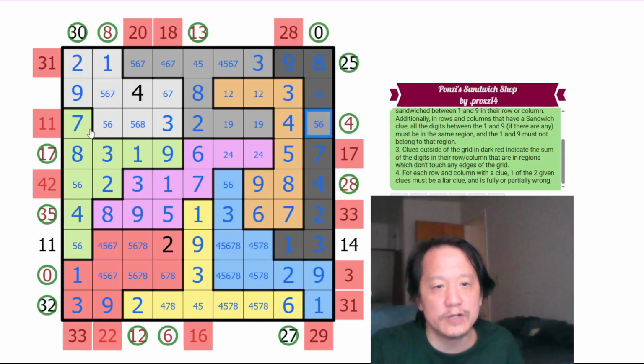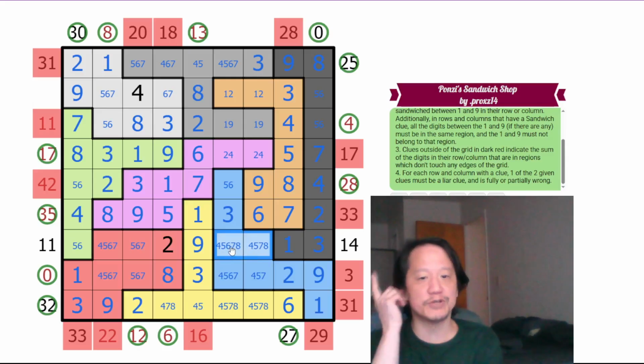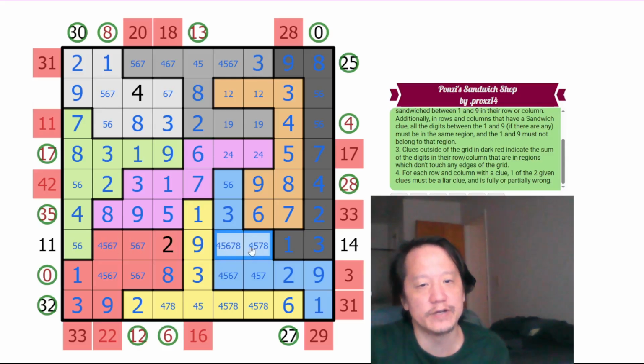This 5, 6 pair eliminates 5, 6 in the rest of the row, so no 5, 6 here, that's 8. That eliminates 8 here. Where is 8 in the red region? It has to be here. So this is 8 here, that eliminates 8 here. So this is 8 here, guaranteed. And 8 plus 3 adds up to 11, but that's not going to add up to 11 there, so it must be 6 and 8 here, adding up to 14. So this is 6 and 8.